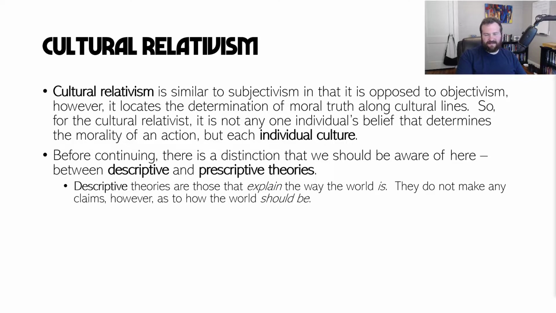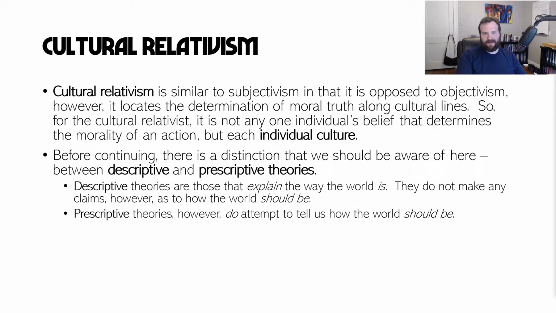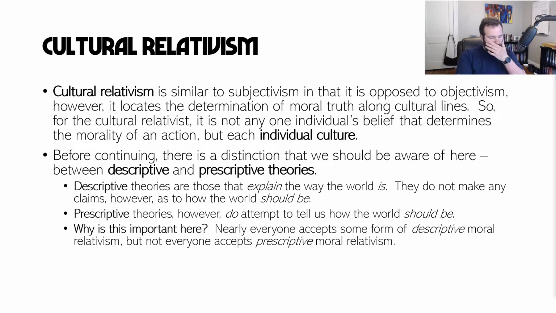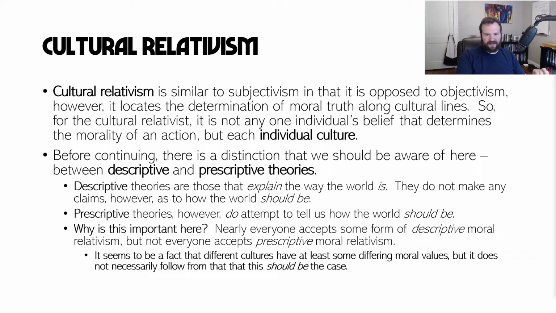A descriptive theory tries to tell us how the world is, right? It doesn't try to establish how the world ought to be. It just tries to give us the facts. This is how the world is, right? A prescriptive theory, on the other hand, tells us how the world ought to be, how the world should be. So the reason this is important to bring up here is that you can be a descriptive cultural relativist without being a prescriptive one. What does that mean?